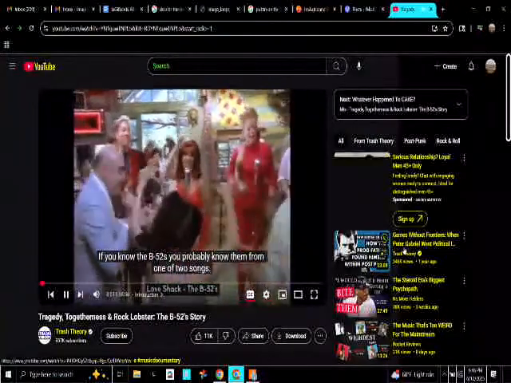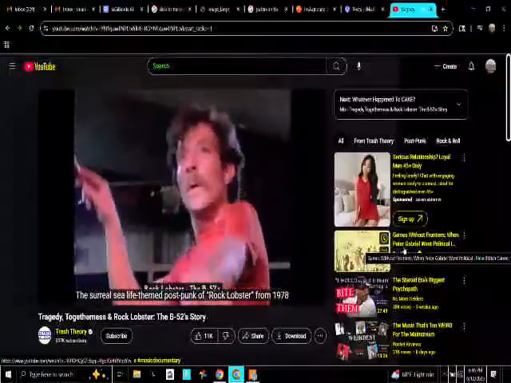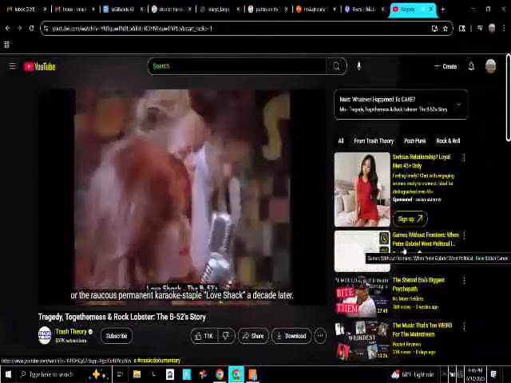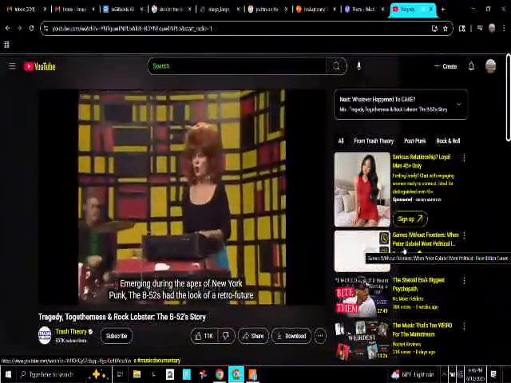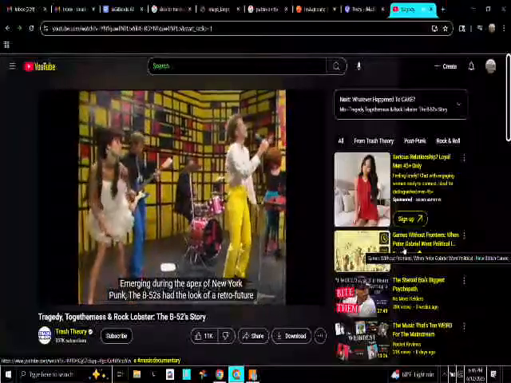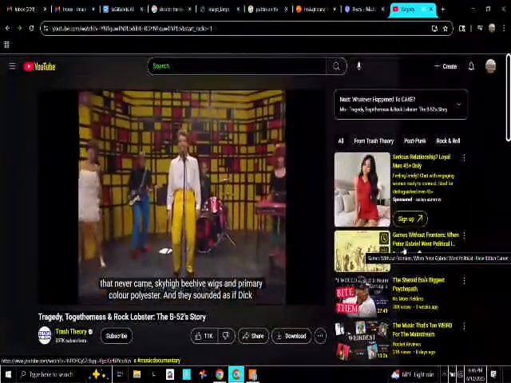If you know the B-52s, you probably know them from one of 2 songs. The surreal sea life themed post-punk of Rock Lobster from 1978, or the raucous permanent karaoke staple Love Shack a decade later. Emerging during the apex of New York punk, the B-52s had the look of a retro future that never came, sky-high beehive wigs, and primary colour polyester.